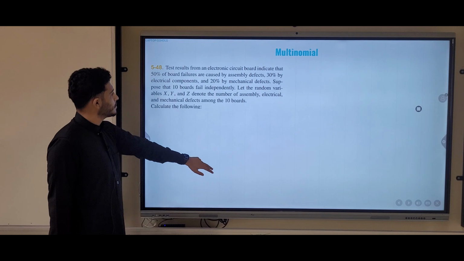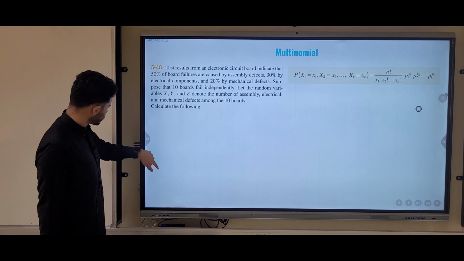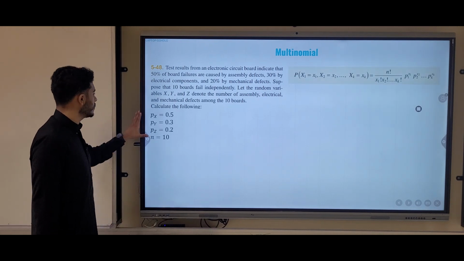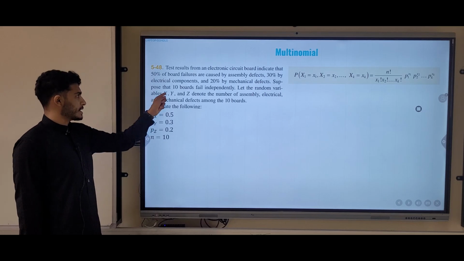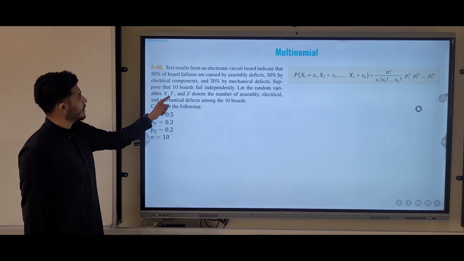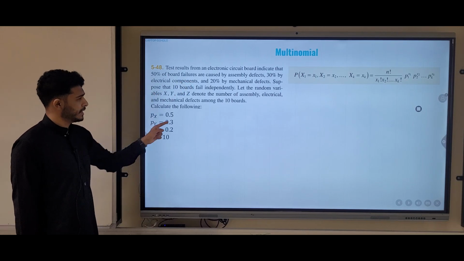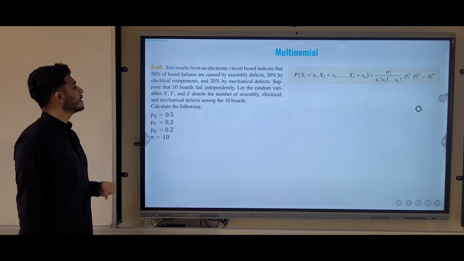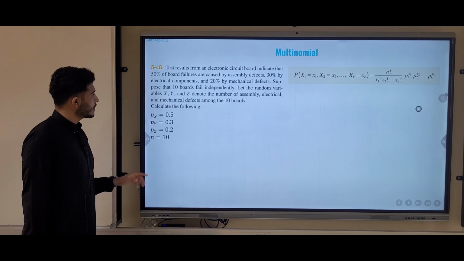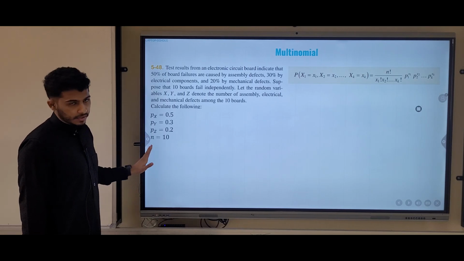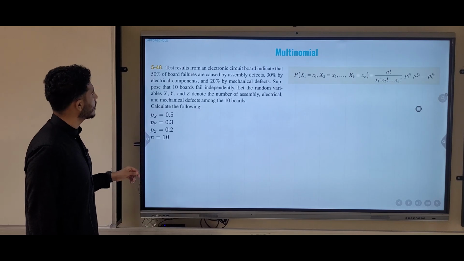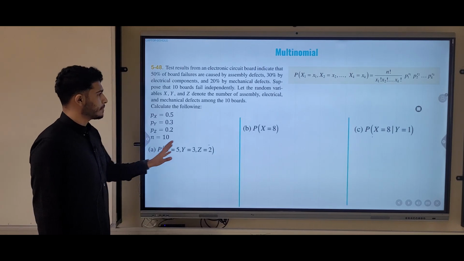Let's put down the parameters that we have. As we can see here, for X, it's the assembly failure, so the probability of assembly failure is 50%, as it's written up here. And for the electrical one, it's 30%, and for the mechanical one, it's 20%. We have written them all here because we're definitely going to use them, and the number of trials we have is 10. Now let's see the parts of the question.